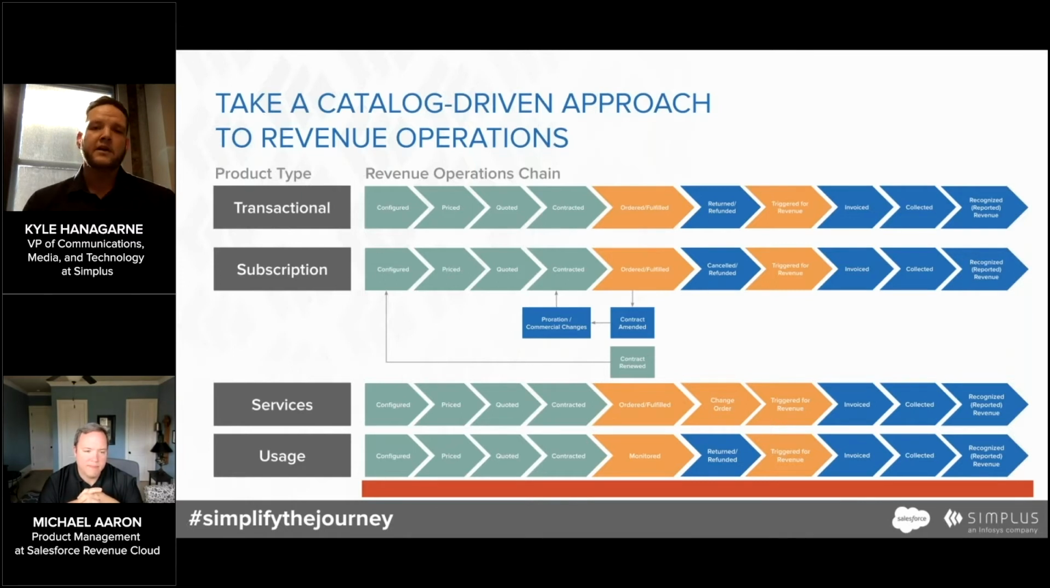The main point of taking a catalog-driven approach is to know what you sell, simplify your product set so that you can navigate the configuration process for it, and provide a good user experience for a sales rep that is trying to quote all of the different product types at the same time. That affects your systems choice, it affects your IT strategy, it affects your planning on who does what in each sequence of your revenue operations chain by product, right?